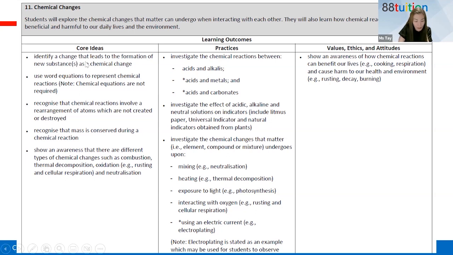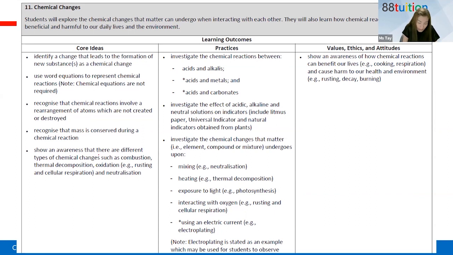Identify a change that leads to formation of new substance. So we call it chemical change. Use word equation. Take note, chemical equations are not required. This is what MOE stated for your syllabus. They also say that chemical changes, or reactions, involve rearrangement of atoms. They are not created, they are not destroyed. They are only rearranged. You also need to know that the mass stays the same before and after the reaction.